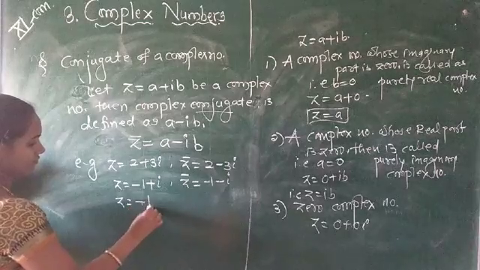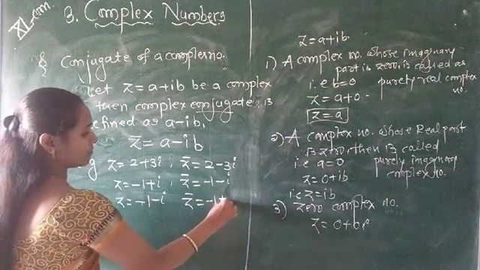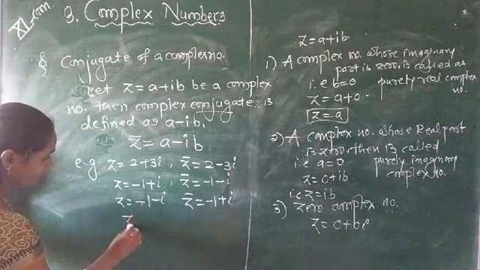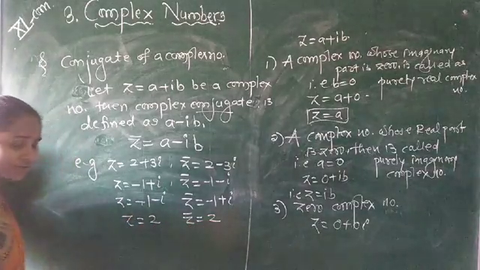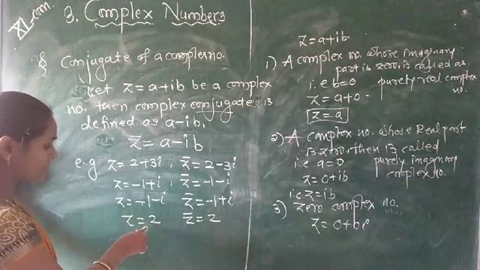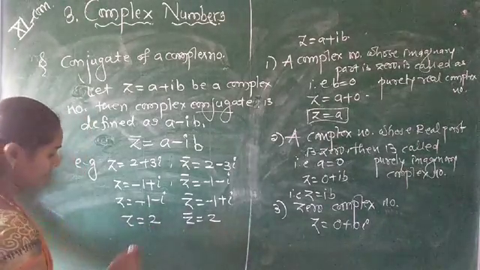Z is equal to minus 1 minus i, then z bar is equal to minus 1 plus i. If z is equal to 2, then z bar is also equal to 2. The z is equal to 2, that means this complex number is purely real, hence its conjugate is also purely real.